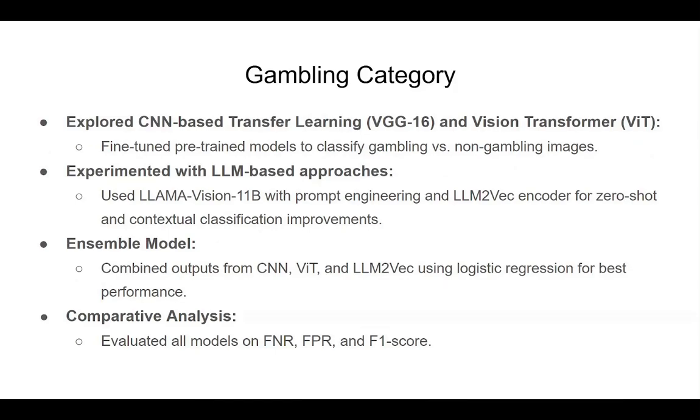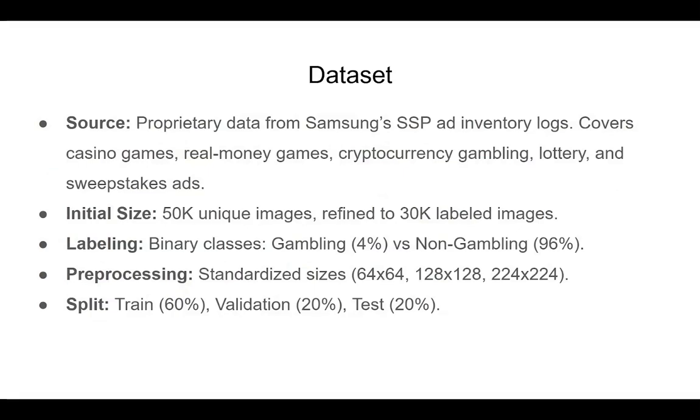So we focused on the gambling category. We explored CNN-based transfer learning using VGG16. We fine-tuned the pre-trained vision transformer. We also tried multiple approaches involving the large language model, which is the primary focus of our paper. And we tried ensembling techniques, combining the previous approaches, VGG16, vision transformer, and the LLMs. And we did a comparative analysis on FPR, FNR, and F1 score.